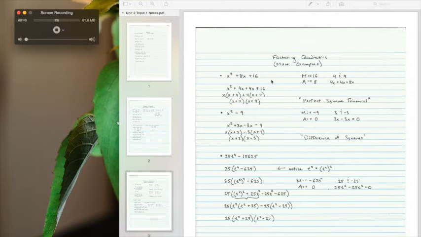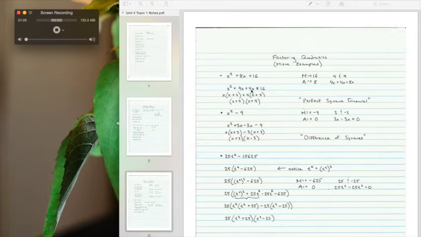We're going to think about 2 numbers that multiply to this product, 1 times 16, multiply to 16, and add to this middle coefficient, 8. So 2 numbers that multiply to 16 and add to 8. How about 4 and 4? 4 times 4 is 16, and 4 plus 4 is 8. That seems to work. So I can take this 8x and replace it with 4x plus 4x, because after all, 4x plus 4x equals 8x. We haven't actually changed the meaning of the expression by doing this.